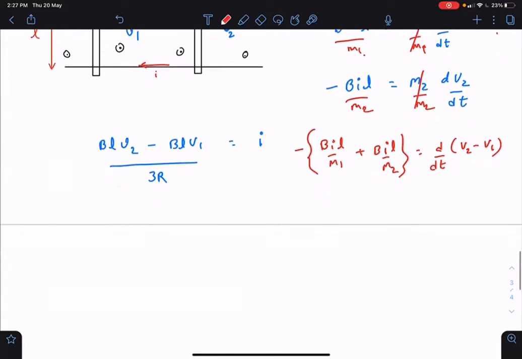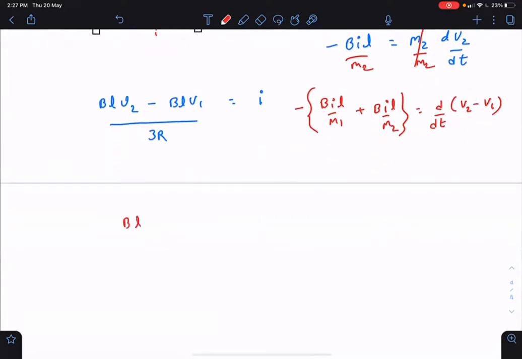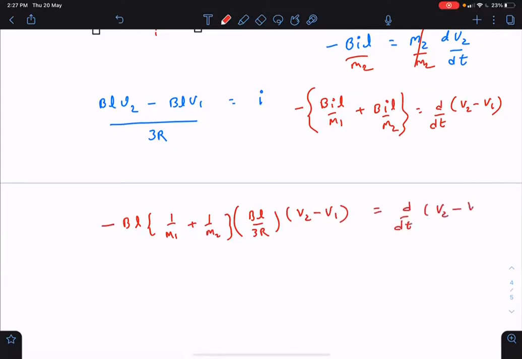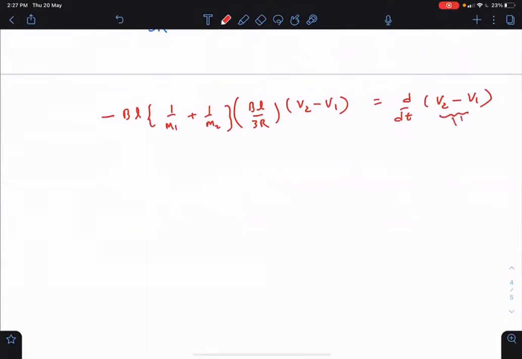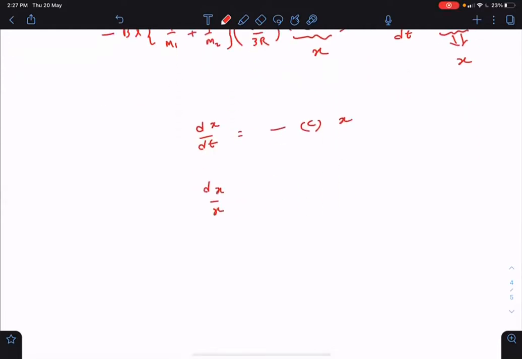Now this BL into 1 by m1 plus 1 by m2 into I, I can be written as BL by 3R into V2 minus V1, and there is a negative sign. And this is d by dt of V2 minus V1. So this V2 minus V1, you take it as some new variable x. So you are getting the form dx by dt is equal to minus some constant into x. So again, you'll get dx by x is equal to minus c dt, and then integrate.